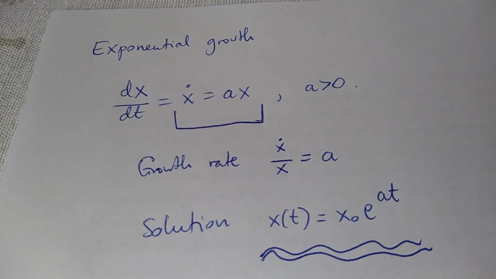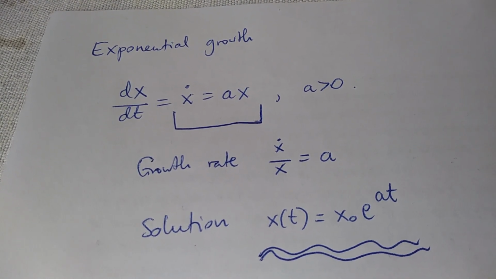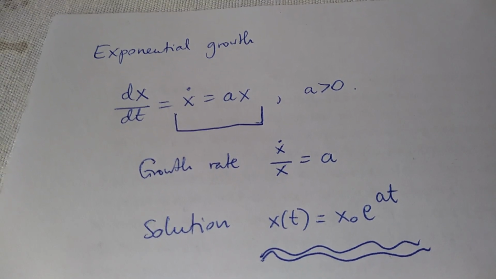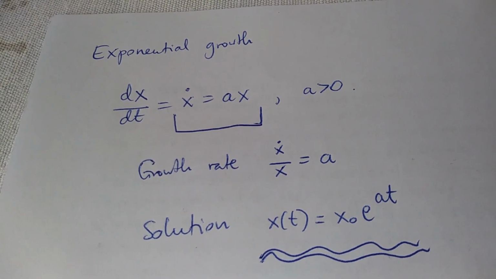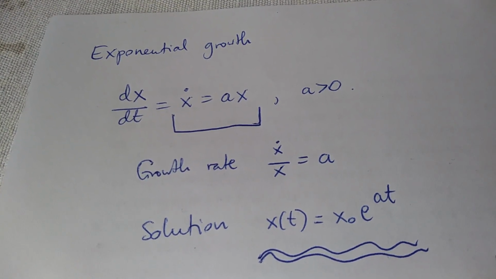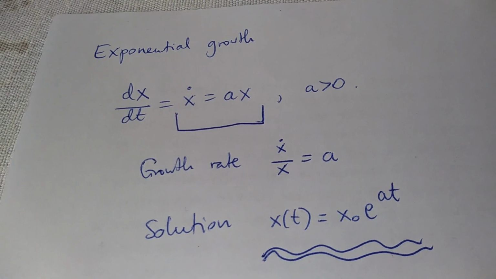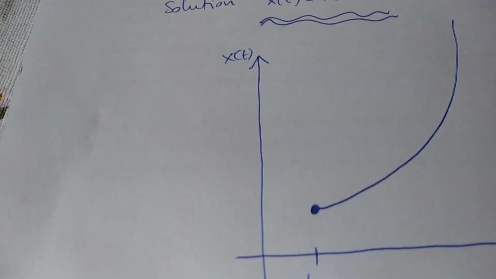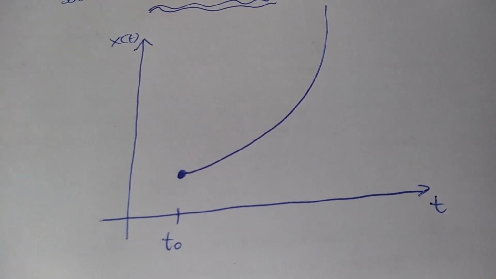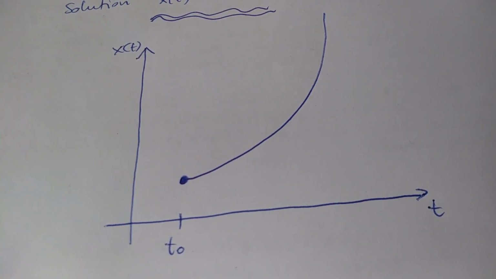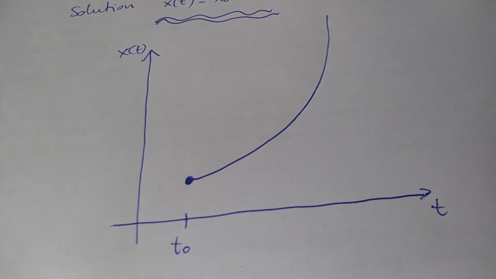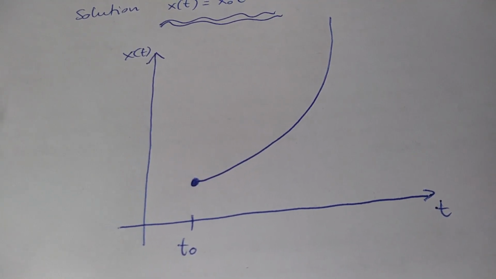You realize that the growth rate is constant over time, doesn't change at all, and the solution is an exponential growth function. If your growth rate a is positive, then your solution grows exponentially over time without any limit, so it kind of looks like this, right? It grows ever faster, so if you look at this in relative terms, the growth rate is constant.